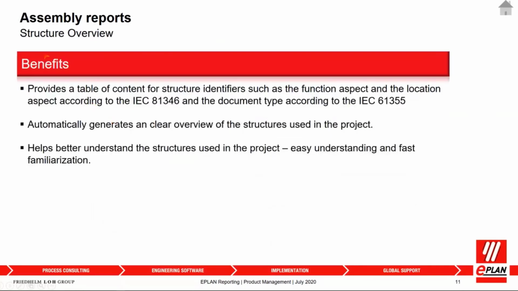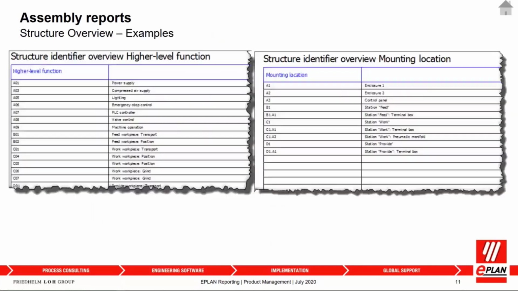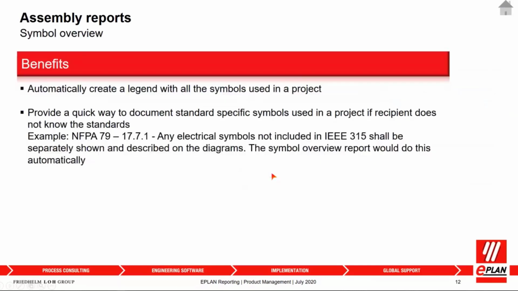So the structure overview, this is a report that allows you to show all of your locations and functions. So in this case, it's kind of a table of contents of your structure. Here you see all of the functions in a project. You see all of your locations. For example, A1 is your enclosure 1, A2 enclosure 2, A3 is your control panel, and so on. So it's easy to visualize what structure you're using in your project. This can easily be used as a legend up front in your project as well.